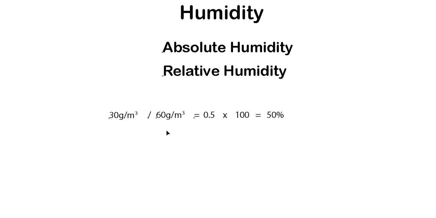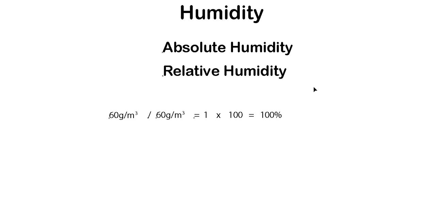So what if the air had 60 grams per meter cubed instead of 30 grams? Well, that would be 60 divided by 60 is 1, times 100 would be 100% relative humidity, or the maximum amount of water vapor that can be held. If we had 6 grams, 6 divided by 60 would be 0.1, times 100 would be 10% relative humidity.